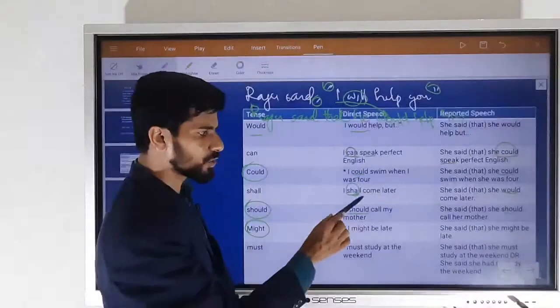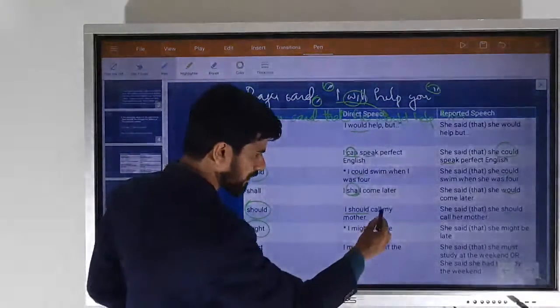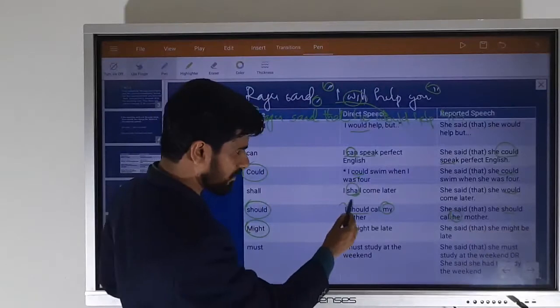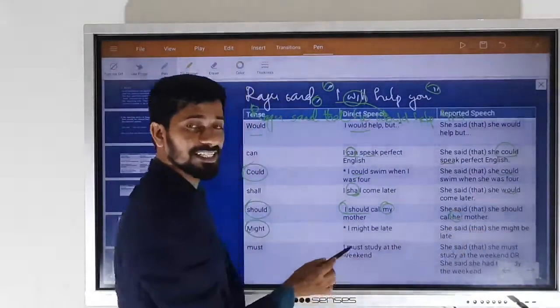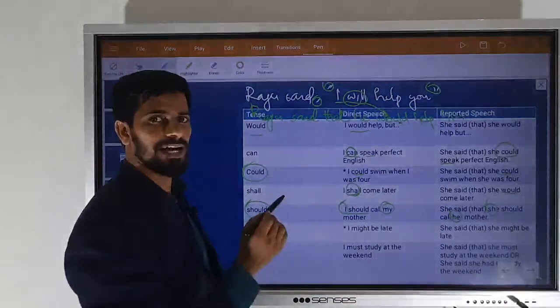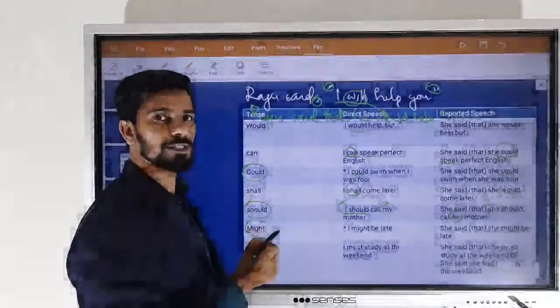She said that she should call her mother. You might be noticing this: instead of "my," it is "her." "I" becomes "she." So there are changes in pronoun also. So there is change in pronoun, tense, and words that denote time and place.